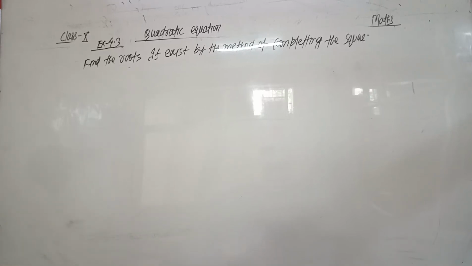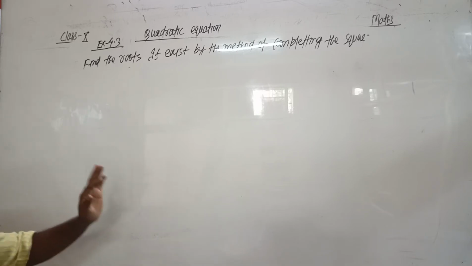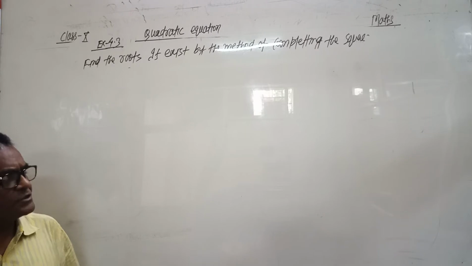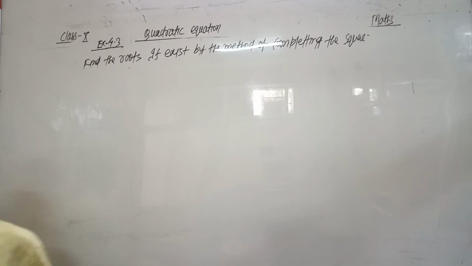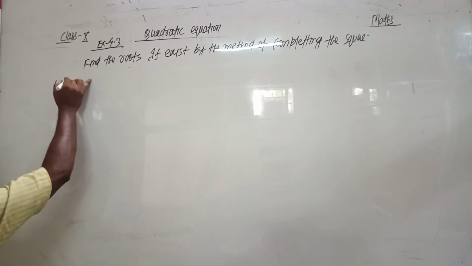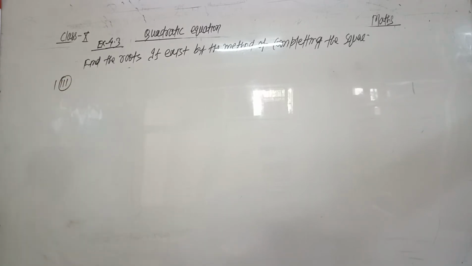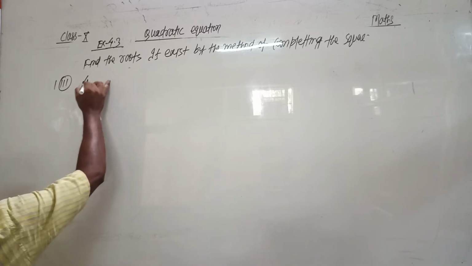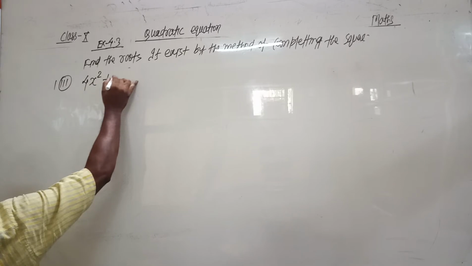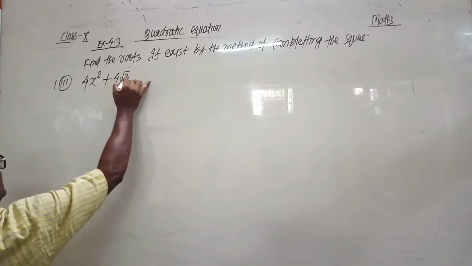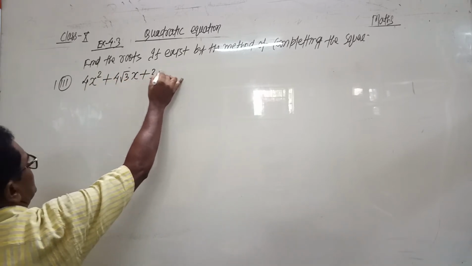So we continue exercise 4.3. Find the roots if they exist by completing the square method. Third part of the question. First, 4x square plus 4 root 3x plus 3 equals to 0.